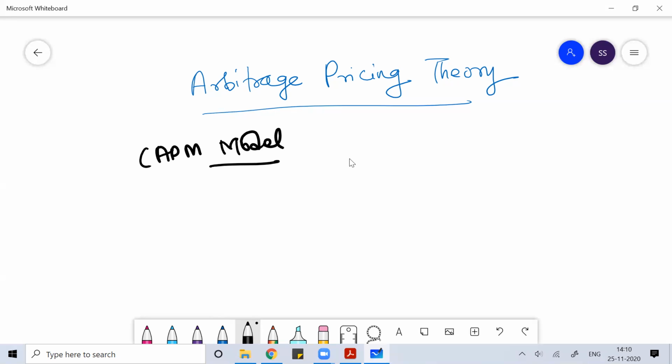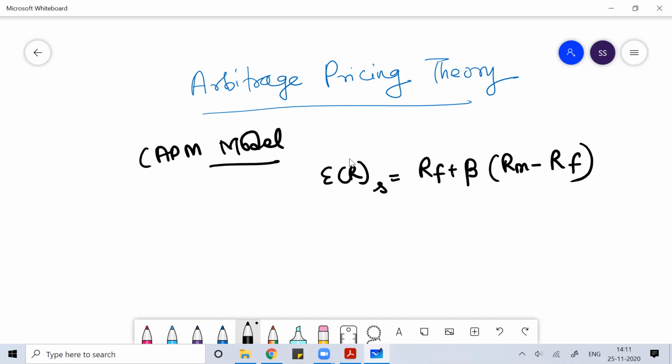For exam purposes, you will definitely get a problem on the CAPM model. In the CAPM model, if you want to calculate the risk on an asset, on a security, the formula is: expected return on asset equals RF plus beta into (RM minus RF). This is the CAPM model, where RF is the risk-free rate of return, beta is the market risk on the security, RM is the return on the market, and RF is the risk-free rate of return.